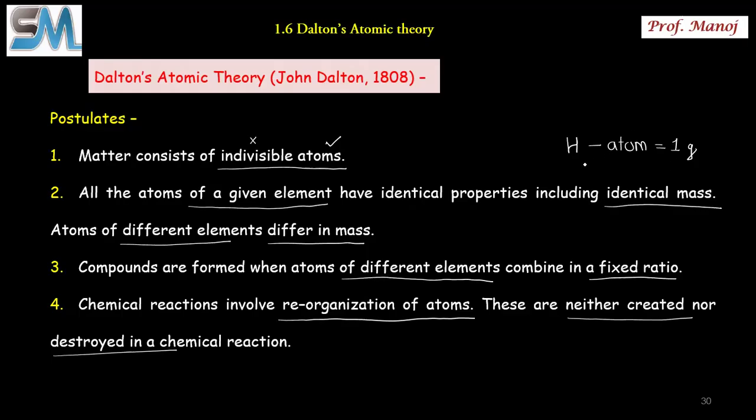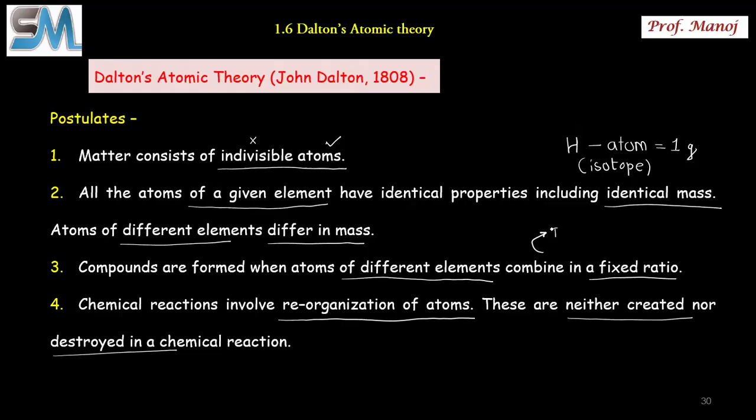But this has a flaw. If you consider isotopes, the statement will not be correct. In Dalton's time, isotopes were not known. That's why he could make the statement. Compounds are formed when atoms of different elements combine in a fixed ratio.